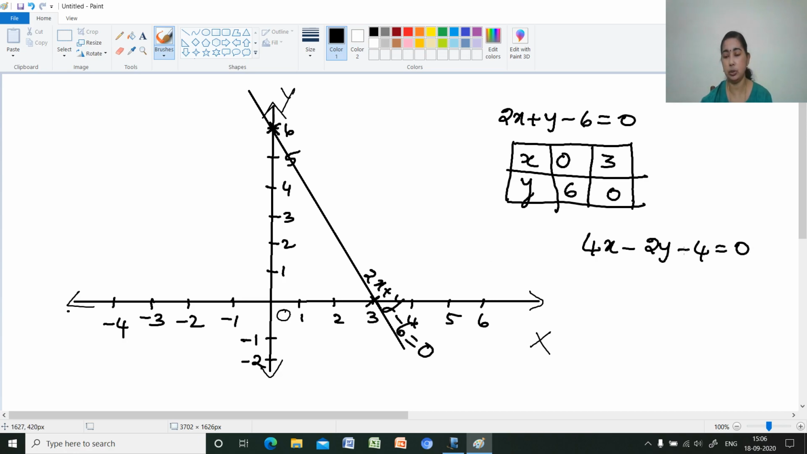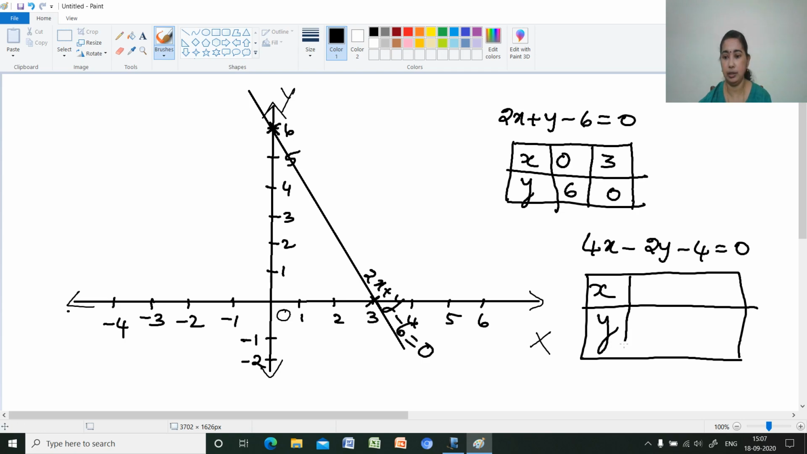For this also we have to first take the x and y values, then draw the graph. So x-axis, y-axis. Then if I am putting x as 0, what happens to the value of y? That is minus 2y equal to 4 or y equal to minus 2. Y will be minus 2.